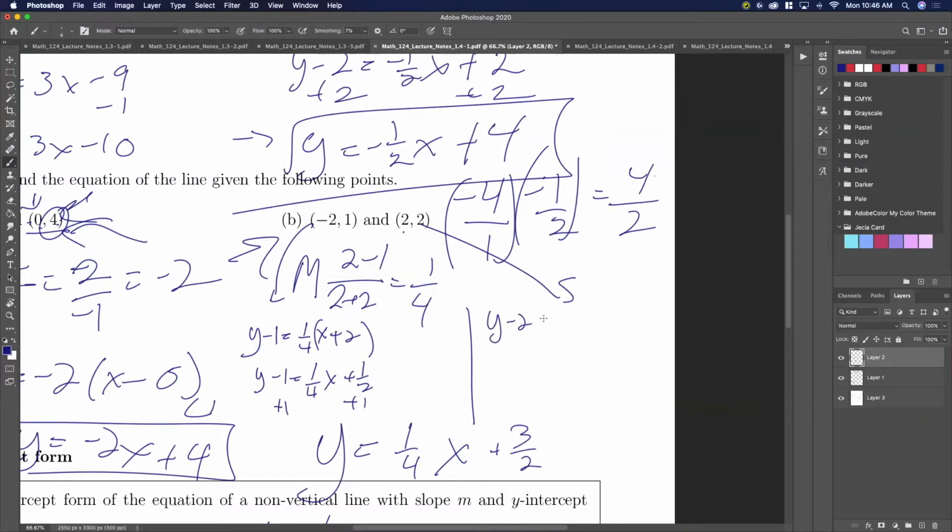Okay. Let's do it on this side. Here I'll have y minus 2 equals a fourth of x minus 2. Here I'll get y minus 2 equals 1/4 of x minus a half. I'm going to add 2 to both sides. 2 is really 4 halves. So 4 halves minus a half is 3 halves. And so it's the same.